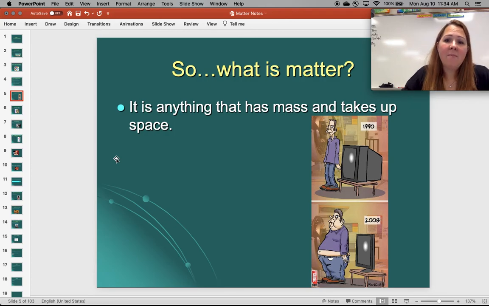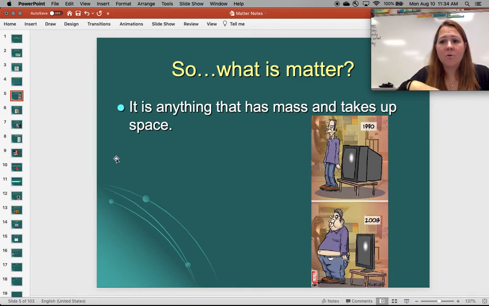We said that chemistry is the study of matter and the changes that matter undergoes. So as we look at what is matter, the definition is anything that has mass and takes up space. It is anything that is a solid, a liquid, or a gas. Those are the three states of matter that we care about for this class.